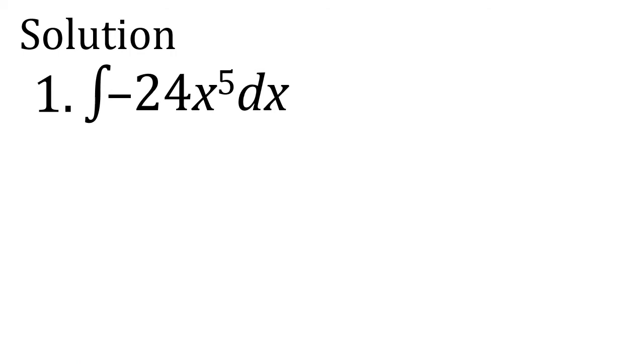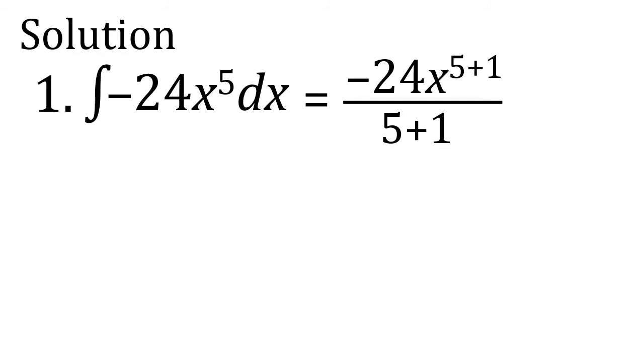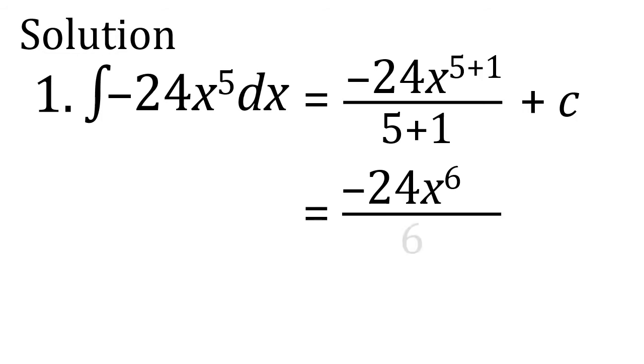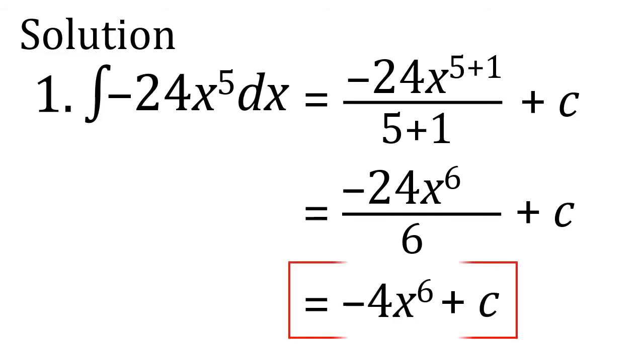Okay, let's check if you did the same process. This will be equal to negative 24x to the 5 plus 1 over 5 plus 1, plus c. This will become negative 24x to the 6 over 6 plus c. This will become negative 4x to the 6 plus c. This is the answer. Did you get the same answer? Very good.